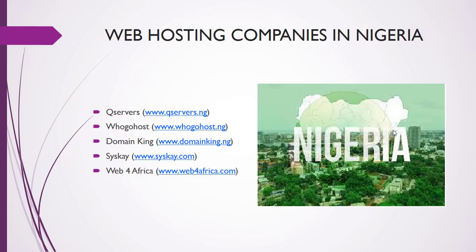Alright, so the first one is Q Servers, and this is their website there. Then we have Hugo Host, then we have Domain King, we have CK Systems, and then we have Web for Africa. Now I've used some of these web hosting companies, and they are quite reliable, very reliable. So as a starter, you don't need to have any problem with this. Just go ahead, choose any one of them, and I'm going to include this link in this course. So you just check on the download section, you'll see a document that you download with this link, so you can choose any one of them and go ahead to get the web hosting from them.